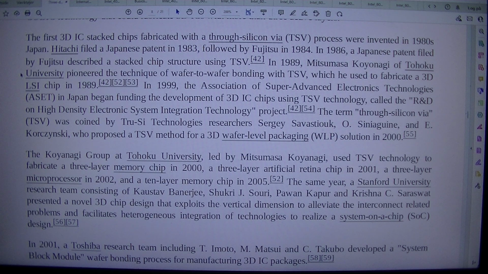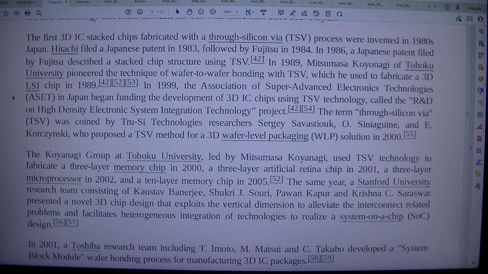In 1999, the Association of Super Advanced Electronics Technologies, ASET, in Japan began funding the development of 3D IC chips using TSV technology, called the Random High Density Electronic System Integration Technology Project. The term through-silicon via, TSV, was coined by Tru-Si Technologies researchers Sergey Savastiouk, O. Siniaguine, and E. Korczynski, who proposed a TSV method for a 3D wafer-level packaging, WLP, solution in 2000.